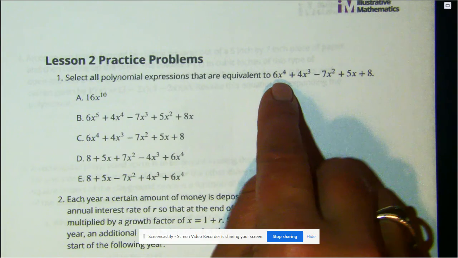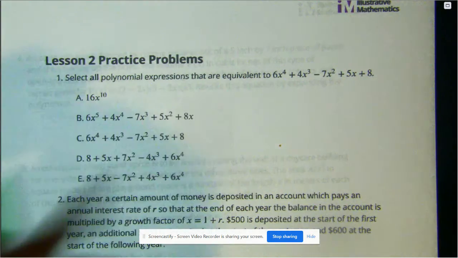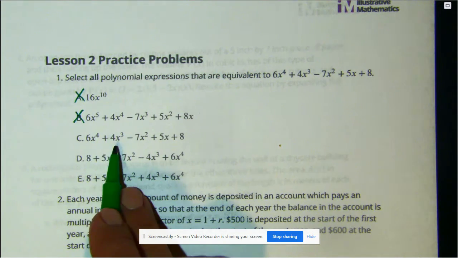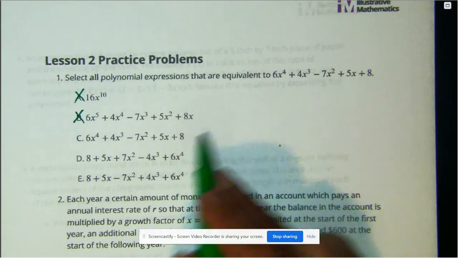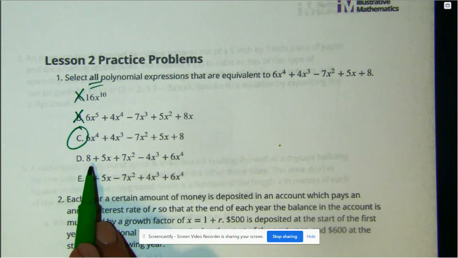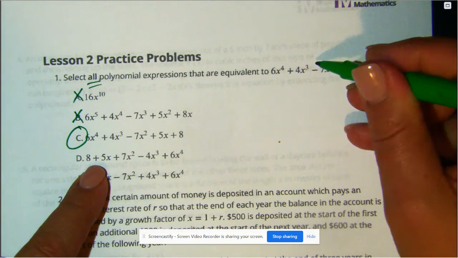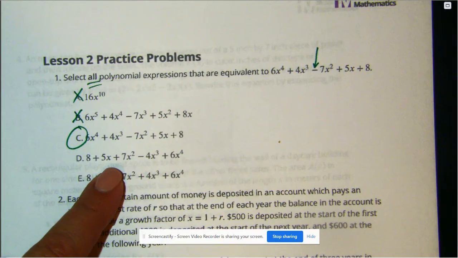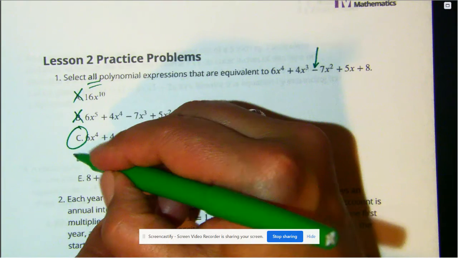So let's see. This one says 6x to the fifth. There is nothing like that in there, so that's not right. This one says 6x to the fourth plus 4x to the third. This one is exactly the same. Yes, this one. It says select all. What about this one? We've got 8, we've got 5x. Oops, 7x squared is supposed to be negative, and that one has it as a positive. And that 4x cubed is positive, and they have it as a negative, so that one doesn't work.